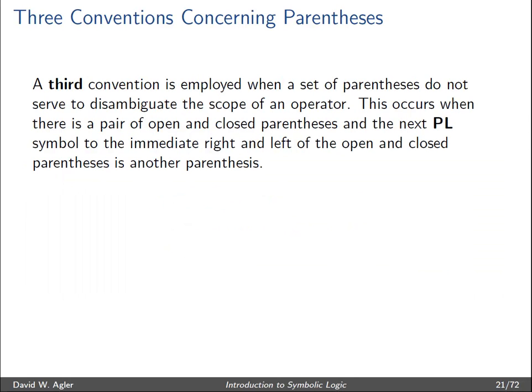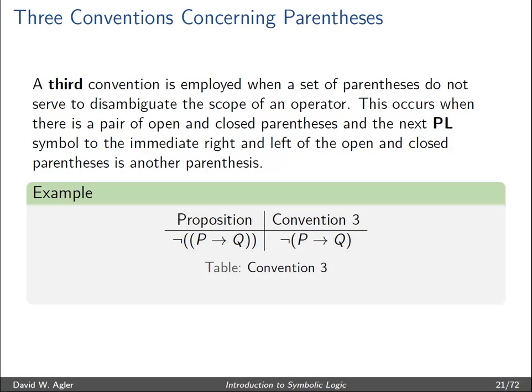A third convention is employed when a set of parentheses doesn't serve to disambiguate the scope of an operator. This occurs most often when an open and closed parentheses has another open and closed parentheses within it without anything else. So for example, in the case of not open parentheses, P, right arrow Q, close parentheses, you see that the outermost set of parentheses has immediately within it another set of parentheses. And so it's easier to see the formula, and there's no confusion about the scope of the operators if we drop one of those sets of parentheses out.